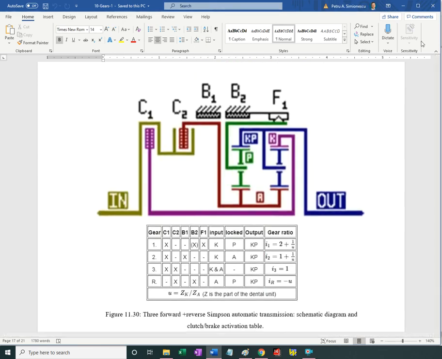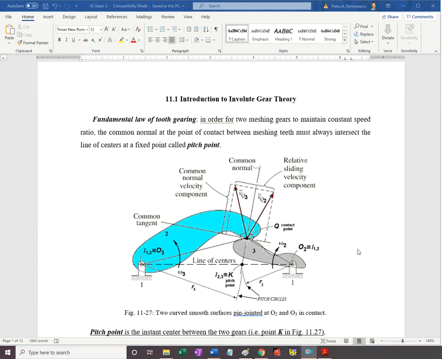All right. So this was it. I'm going to switch to part 2 of the notes. Okay. So the second part of the notes is on involute gear theory. I may have to change the numbering of the paragraphs.